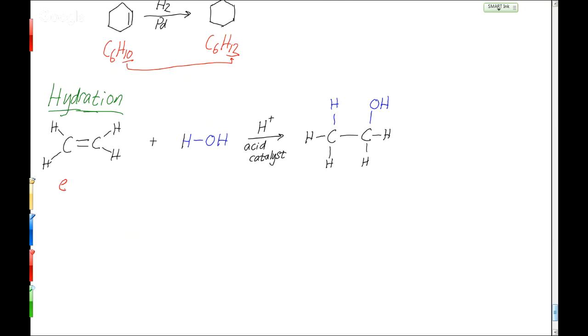And in this reaction, we turn ethene into ethanol, which is an alcohol. We haven't talked about the naming of that. We'll get into the functional groups a little bit next week.